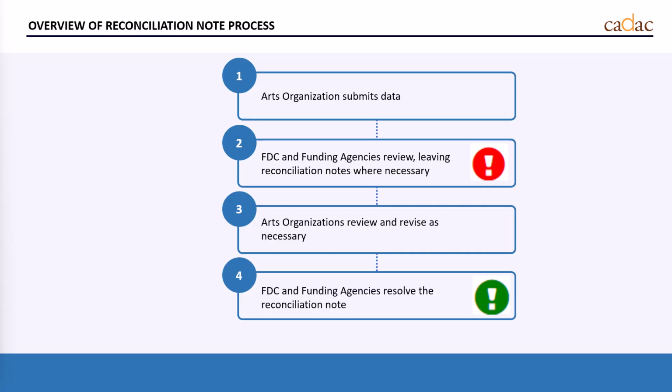So this is an overview of the reconciliation note process. Let's say an arts organization submits data. The next thing to do is for the FDC and the funding agencies to review and leave reconciliation notes where necessary. Then the arts organizations will review and revise as necessary. And finally, the FDC and the funding agencies resolve the reconciliation note.